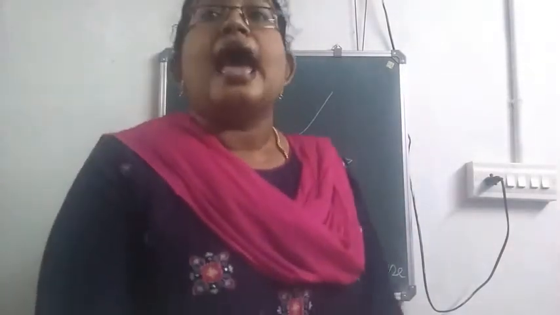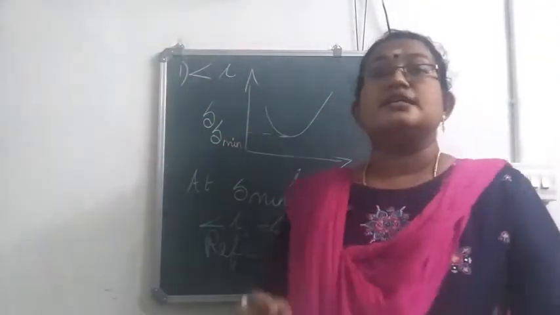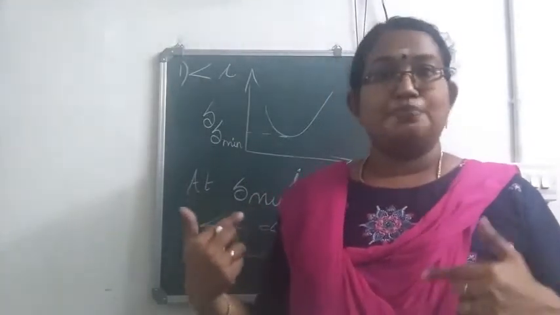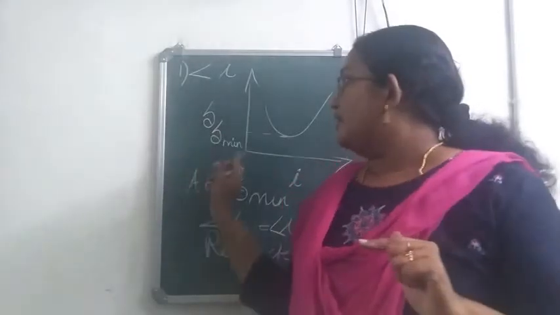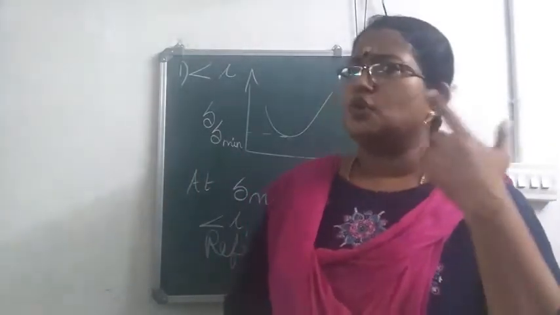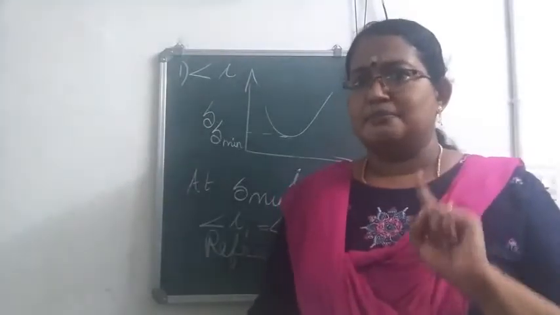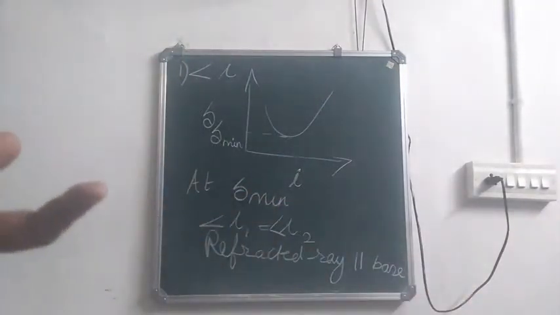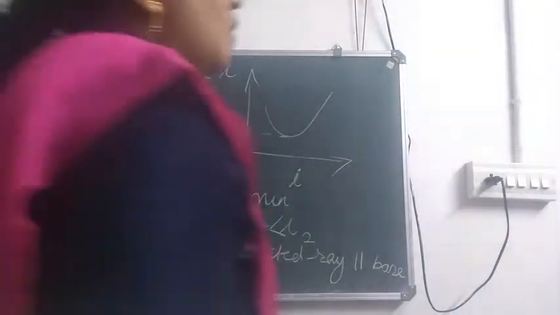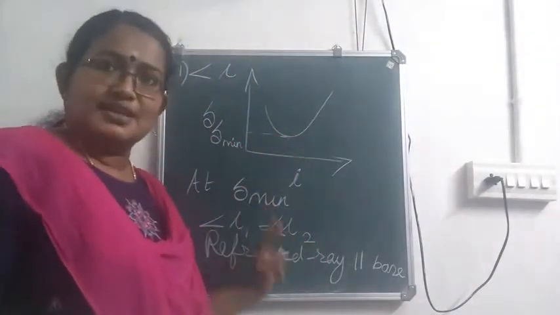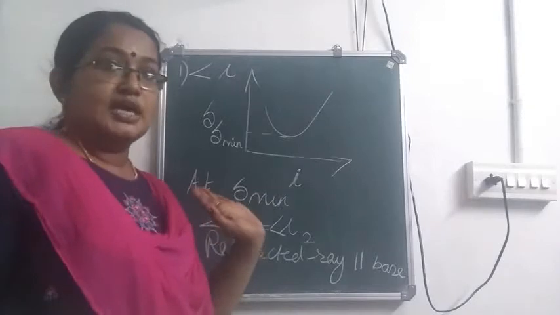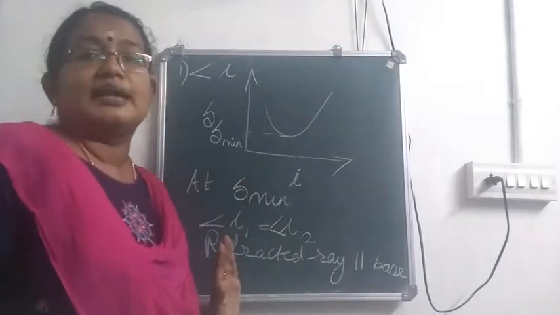And one more thing, the angle of minimum deviation is unique for a given color of light and a given pair of media. The value of delta minimum will be unique. That means only one value will be there for delta minimum for a given color of light and a given pair of media. And do you know the reason for that? The reason is, only for one value of angle of incidence will we get a value of angle of deviation in which the refracted ray is parallel to the base.